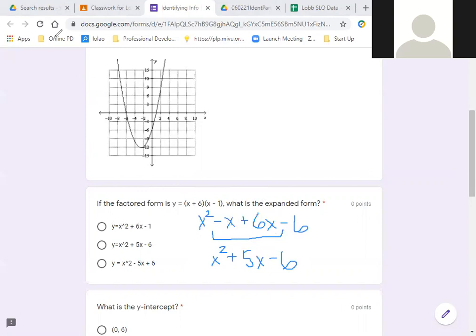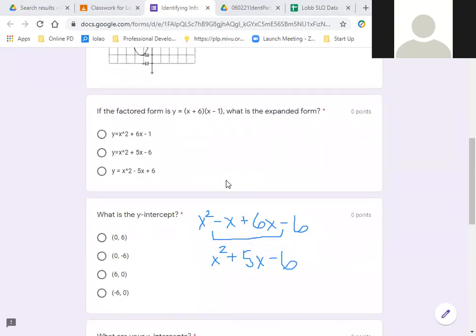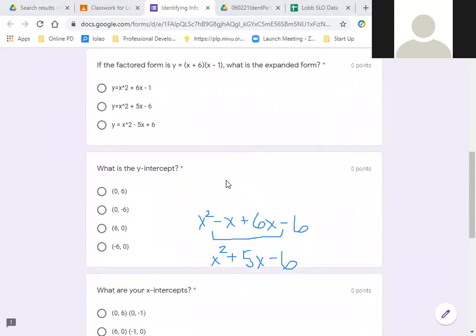So that wasn't too bad. You know how to FOIL. We're kind of putting everything together here. What is the y-intercept? So remember, the y-intercept is when x equals 0. So if I put 0 in for this, I would have 0 squared plus 5 times 0, which is still another 0, right? And all that would be left is what? This -6. So that's what my y value would equal.